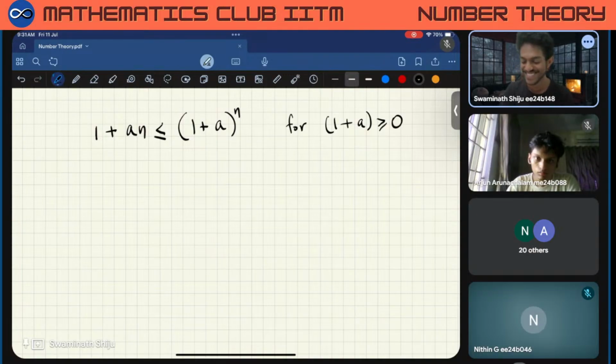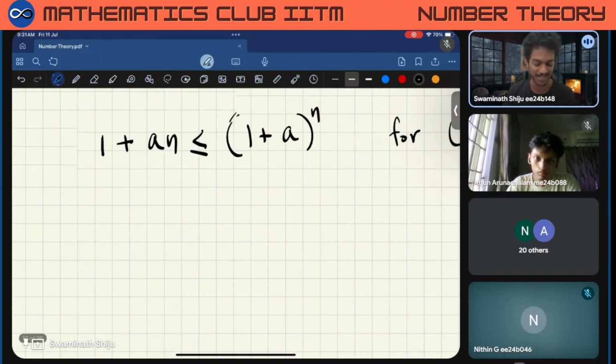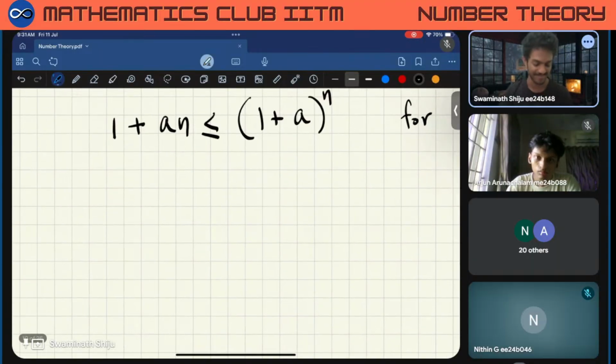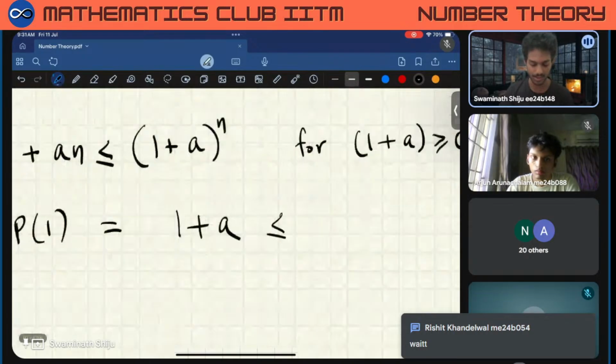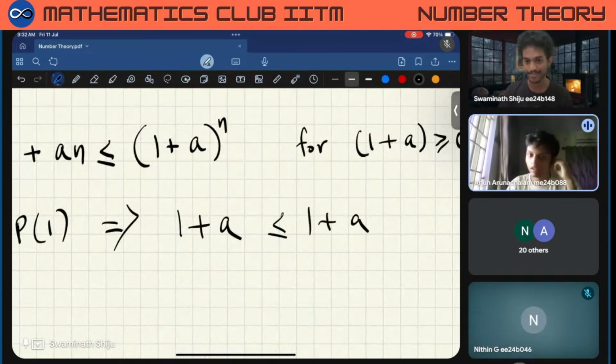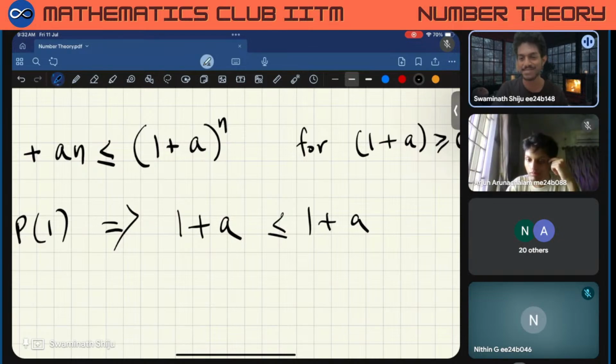Anything? Fine, light iron only proof. No brownie points for you people, bro. So P of 1, we have 1 plus A less than or equal to 1 plus A. I'm sorry. Wait. Ishit wants to try.